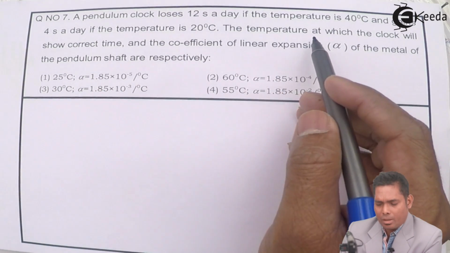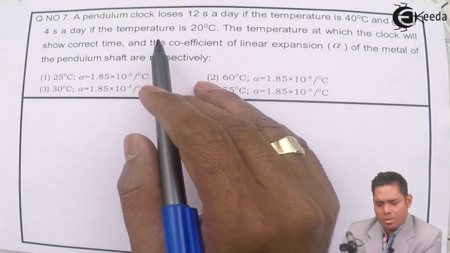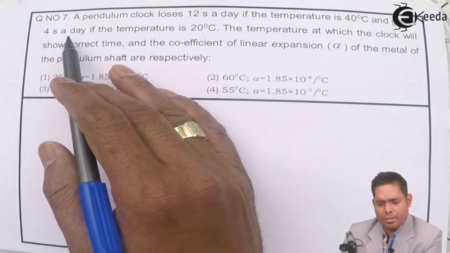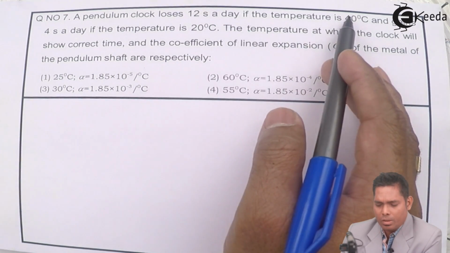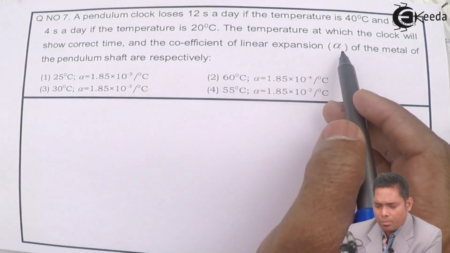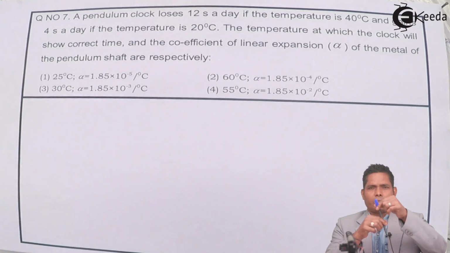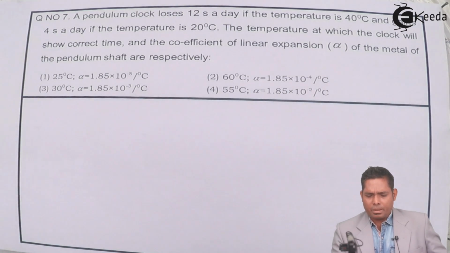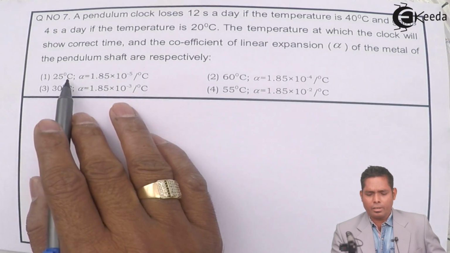So there must be a temperature at which the clock is showing correct time. If the temperature is above this, it loses 12 seconds, and if it is below that, it gains 4 seconds a day. Corresponding to those, the temperatures are given when it is losing or gaining, and the coefficient of linear expansion of the metal of the pendulum shaft is given. The shaft means the bar which is hanging and swinging. This is the pendulum bar. So you have to find the temperature at which you get the correct time, and the alpha value.